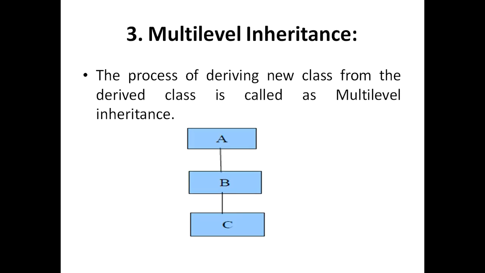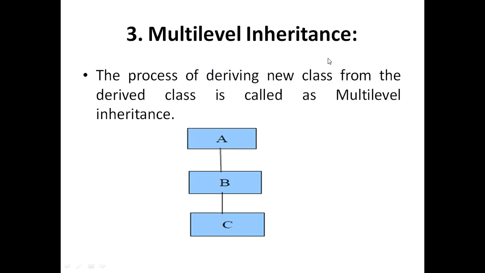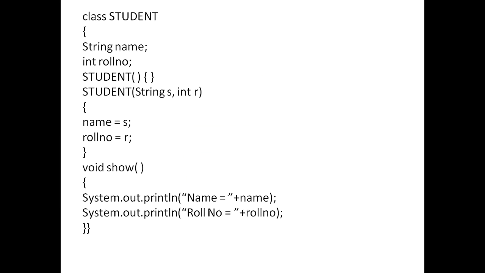The third type of inheritance is called multi-level inheritance. The process of deriving a new class from a derived class is called multi-level inheritance. As you can see in the figure, we have a superclass called A. We have derived a class called B from A, and we have derived one more class called C from B. This type of inheritance is called multi-level inheritance.